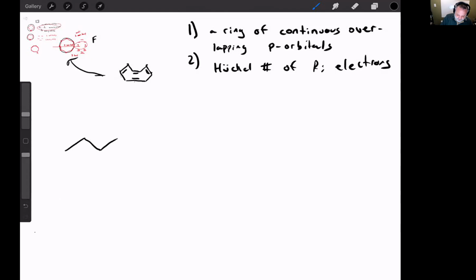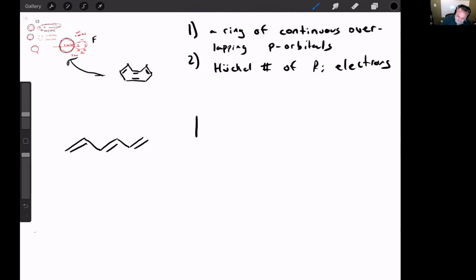So let's examine this. The question is asked, these two conditions have to be met in order for the compound to be considered aromatic? Absolutely. That's exactly what we're saying. If we take a look at the molecule that I just drew, it's a conjugated system of overlapping p orbitals. It's a Huckel number of electrons, but what is it missing? It's not in a ring. So they're overlapping, but they're not in a ring. And so even though it's a Huckel number, it's not aromatic.